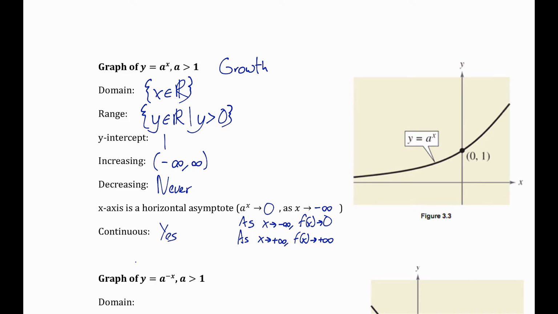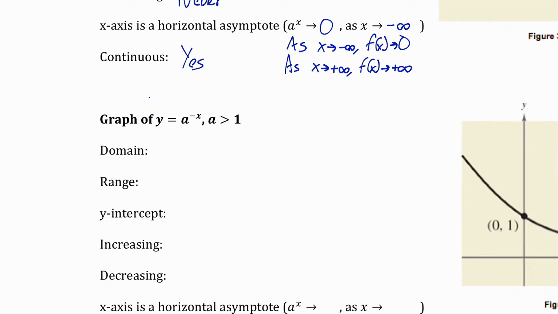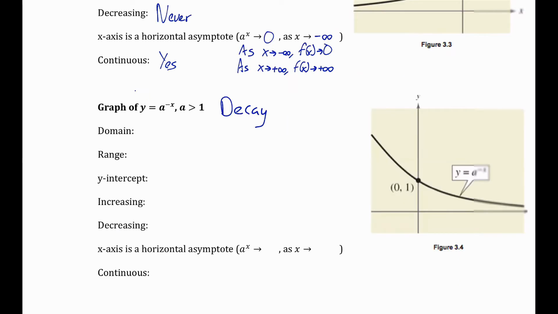Now there's also exponential decay. That's the opposite of growth. So if y equals a to the negative x, in other words, we have a negative exponent, the domain is going to be the same. Looking at this graph, you can still plug in any x value you want. Let's try that again. So x is still any reals you want.